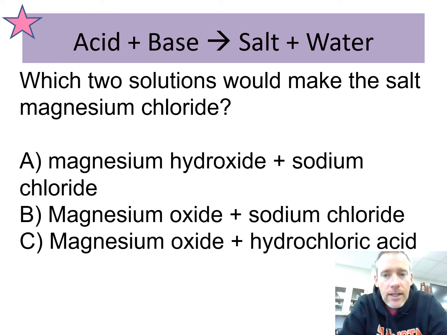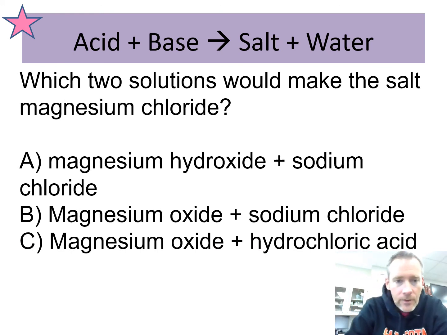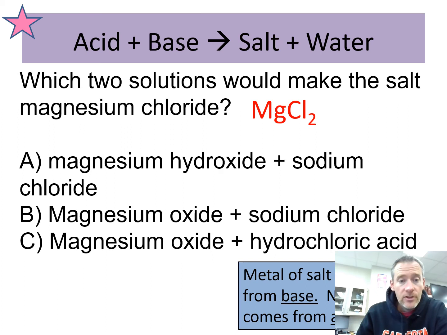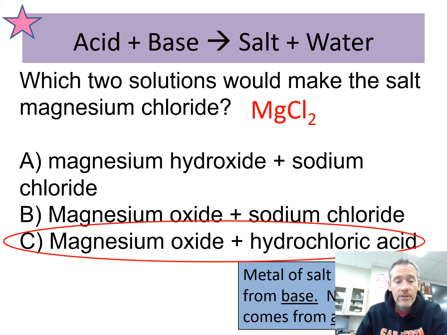Which 2 solutions would make the salt magnesium chloride? So again, we need the formula for MgCl2. Chloride comes from the acid, and Mg would come from the alkali or the base. So you should see that you get answer C, magnesium oxide and hydrochloric acid.